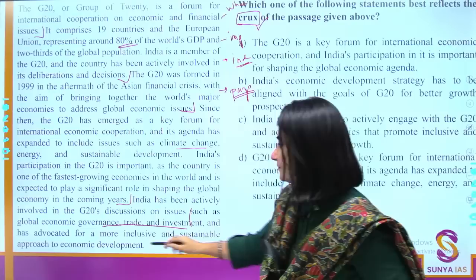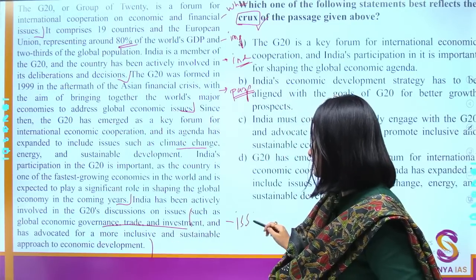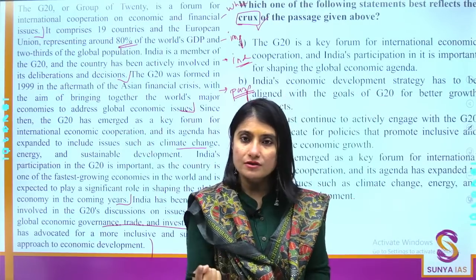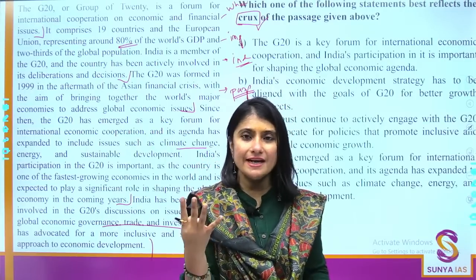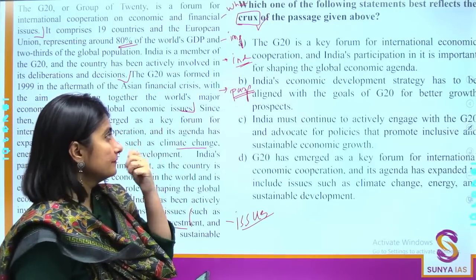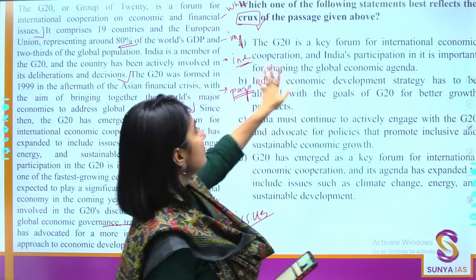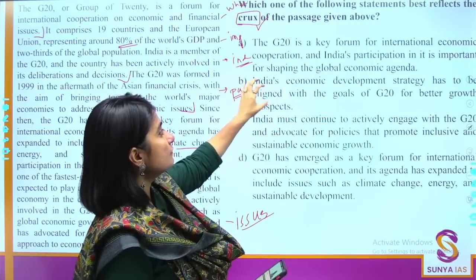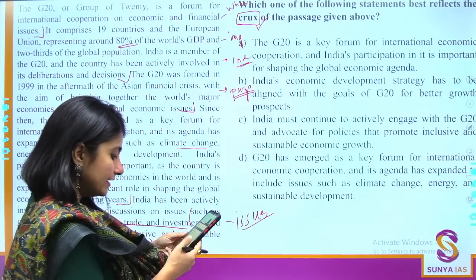So here, don't read much for it. It talks about the issues. So what all did we talk about? The importance of G20, the genesis of G20, India and India's role. So let us see if we find a sentence resonating with it. The G20 is a key forum for international economic cooperation and India's participation in it is important for shaping the global economic agenda. Sounds quite like this.